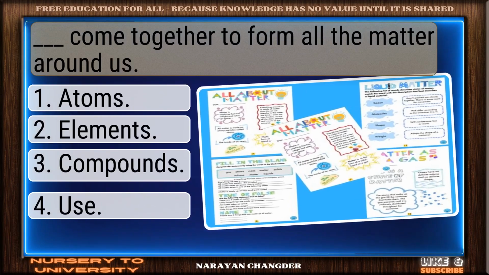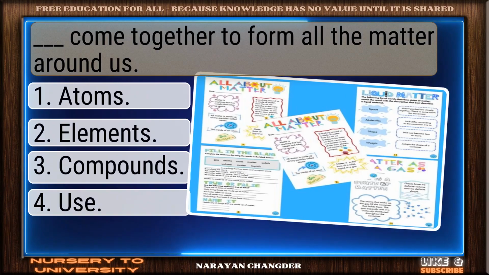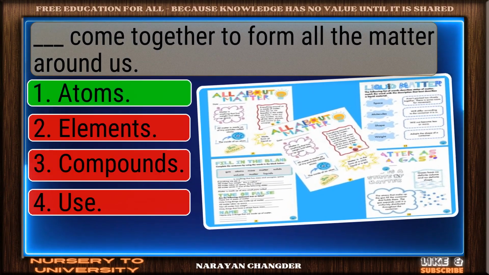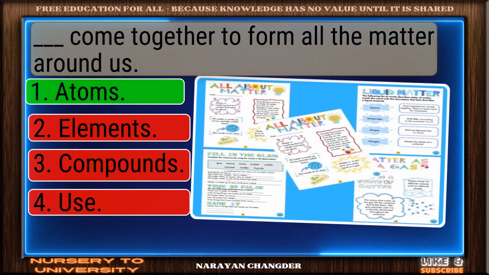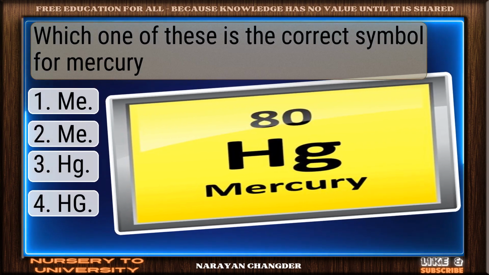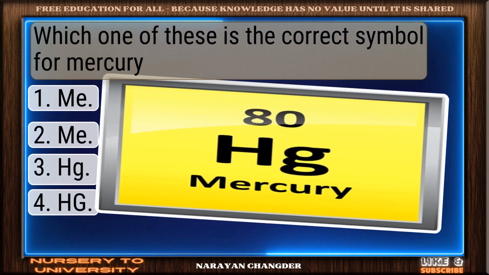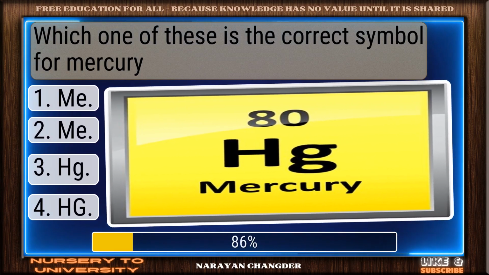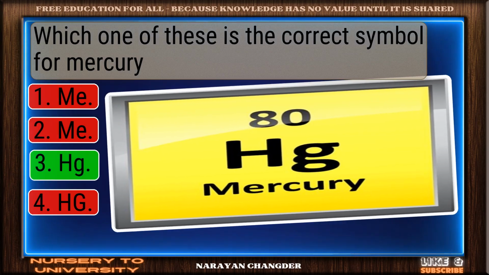Question number 126. Dash come together to form all the matter around us. Clear logic. Your choice atoms is sound and 100% true. Question number 127. Which one of these is the correct symbol for mercury? Valid point, He is true.